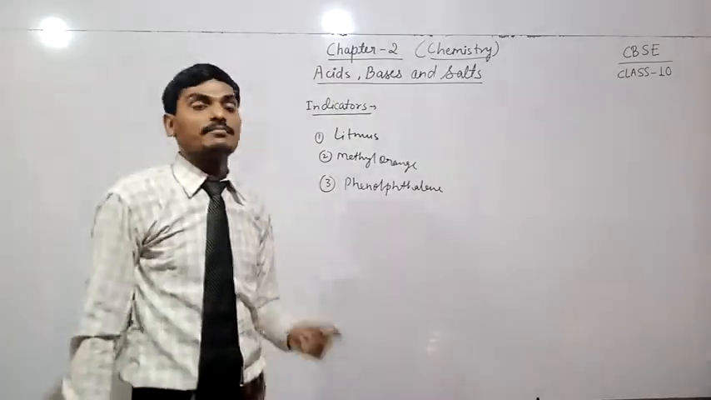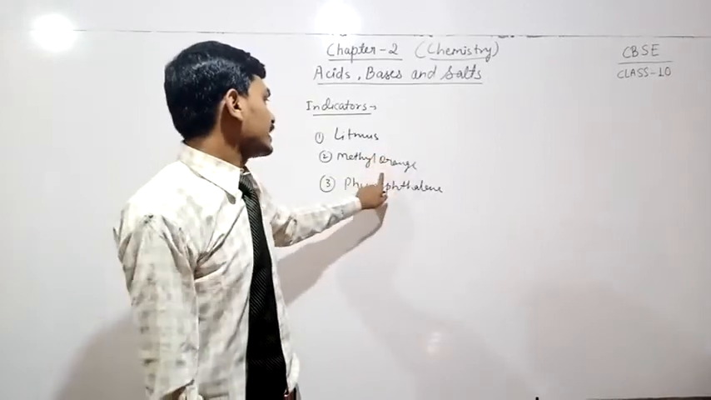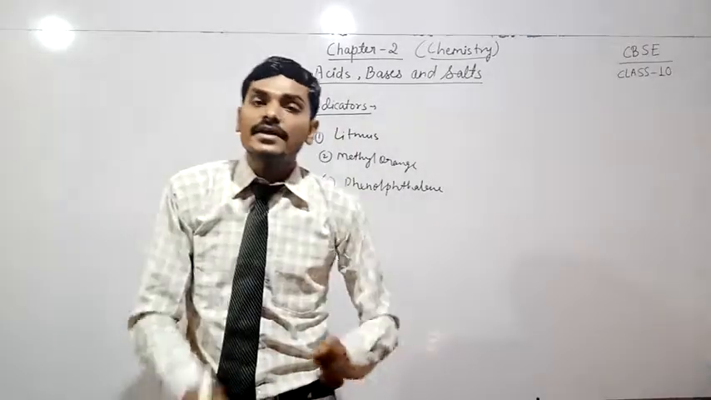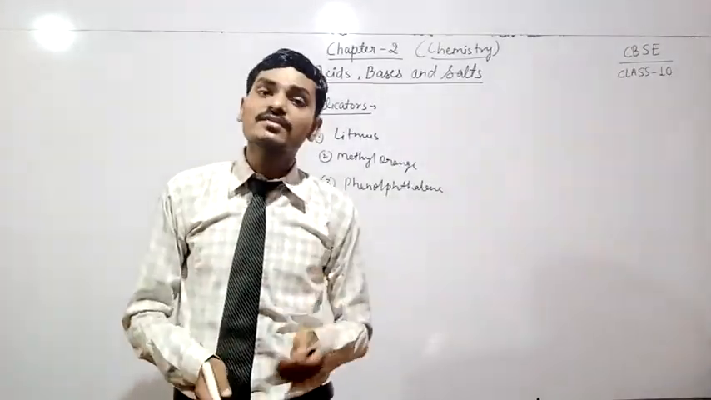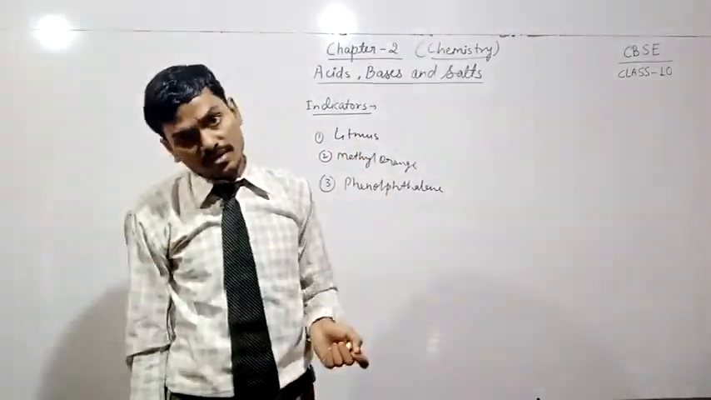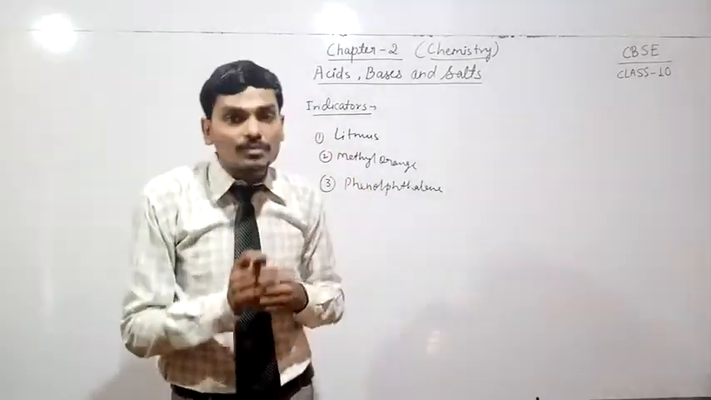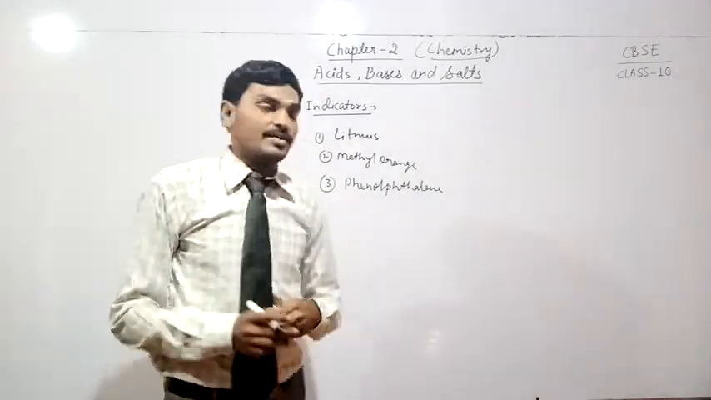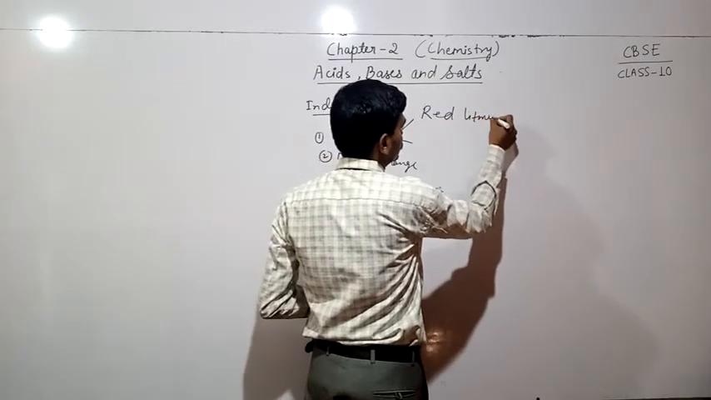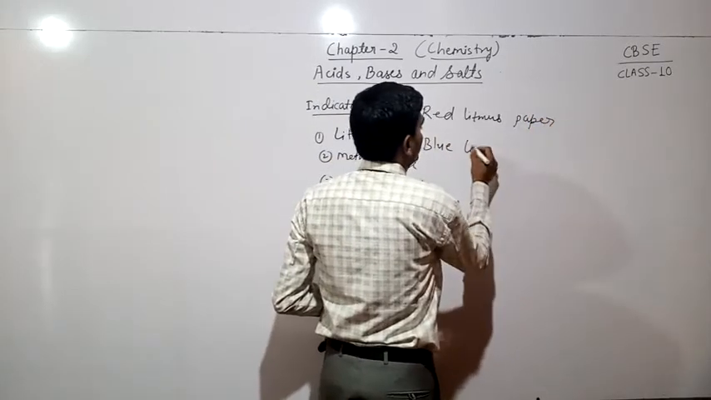So in our chemistry lab, basically three types of indicators are present. First one is litmus, second one is methyl orange, and third one is phenolphthalein. Litmus is present in the form of litmus paper or litmus solution. There are basically two types of litmus paper present in our laboratory: first one is red litmus paper and second one is blue litmus paper.